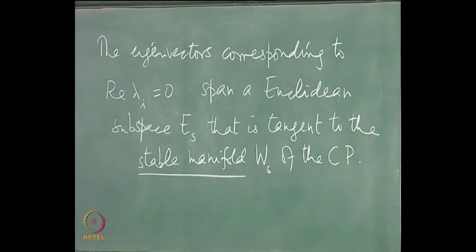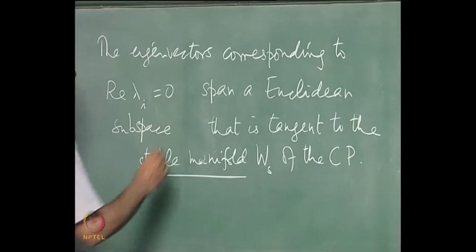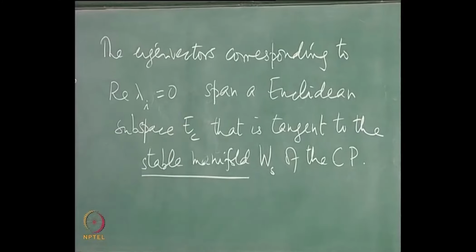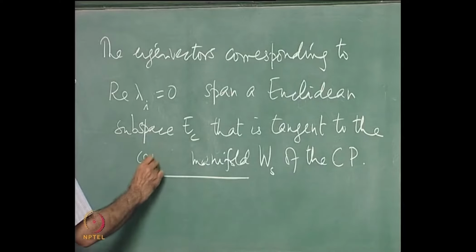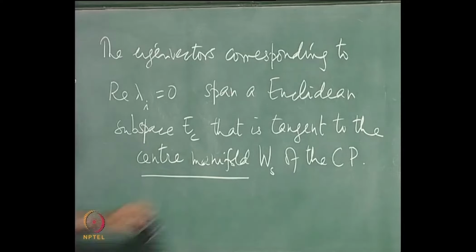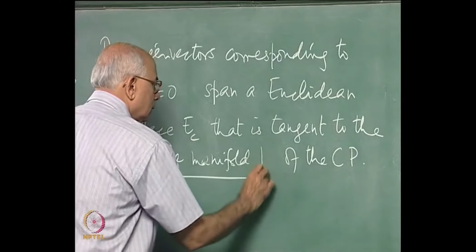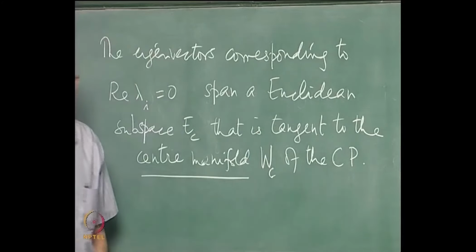They span a Euclidean subspace, and the notation here is E sub c, that is tangent to what is called the center manifold of the critical point. This too is true.